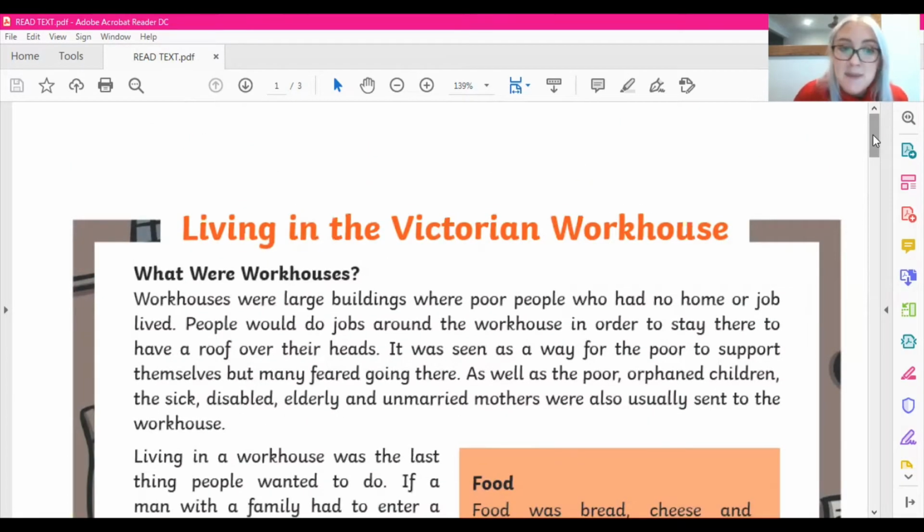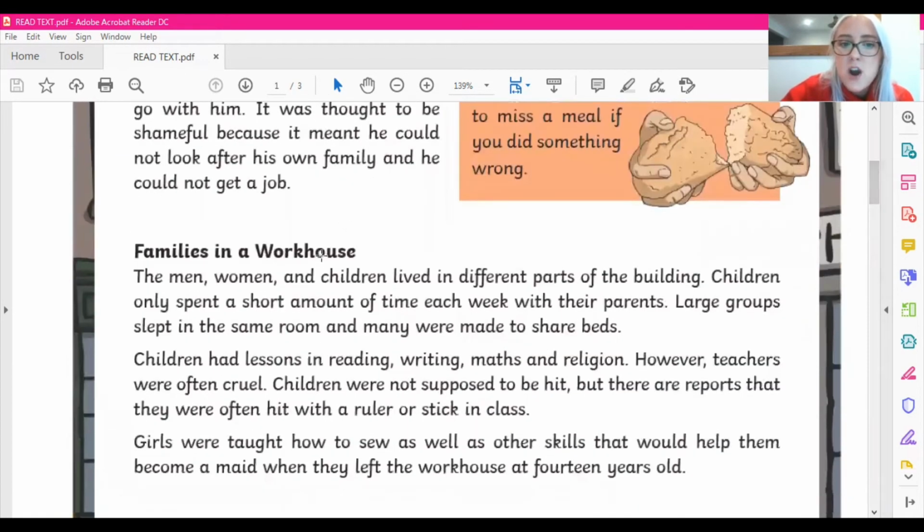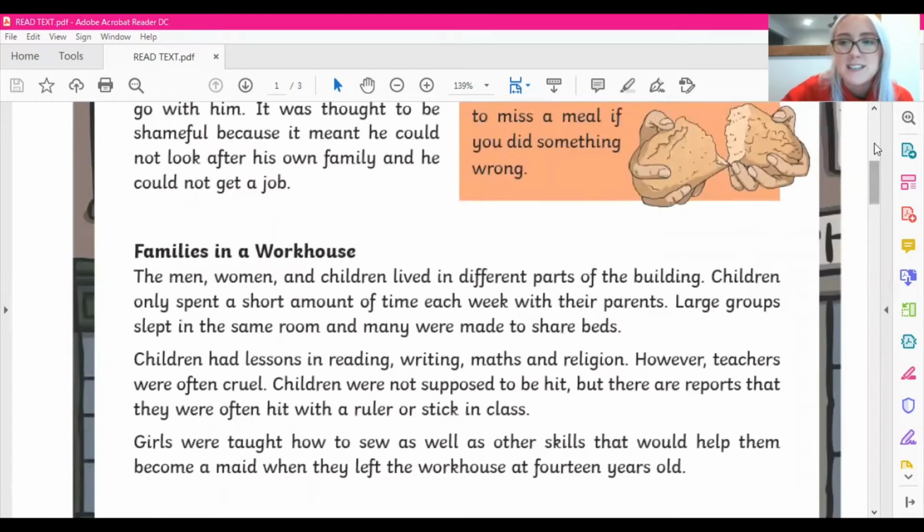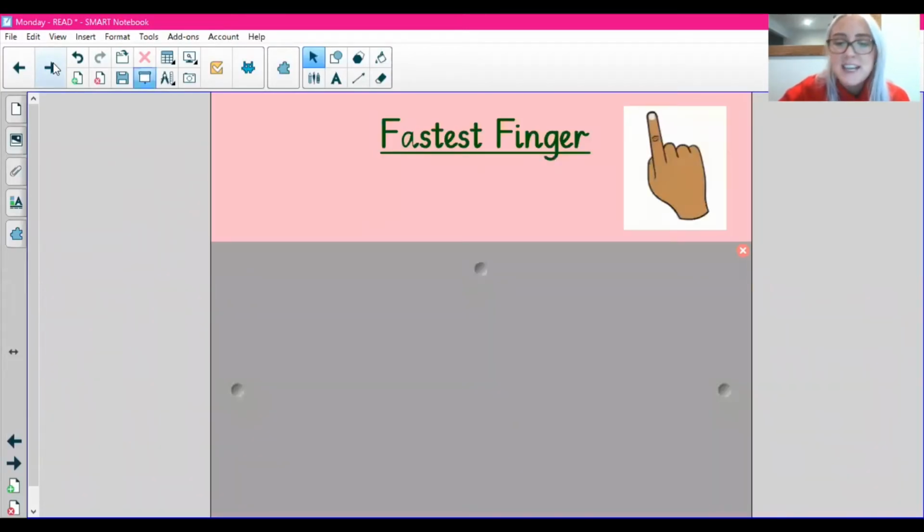It's an information text. So a text that provides us with information on a certain thing. So in this case, that would be Victorian workhouses. We've got our title here, and then we've got our subheadings, which are about specific things or topics. Okay, so it's an information text. Great. Let's start off today by practicing our skimming and scanning skills.